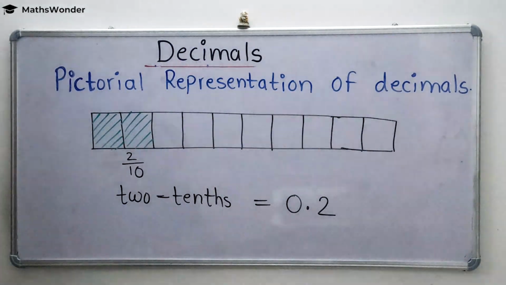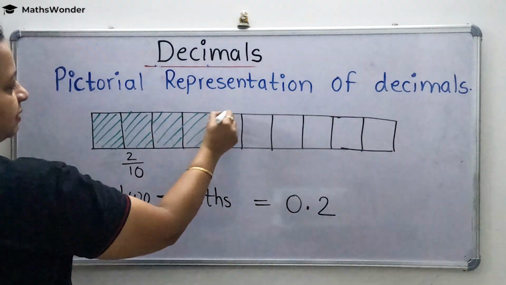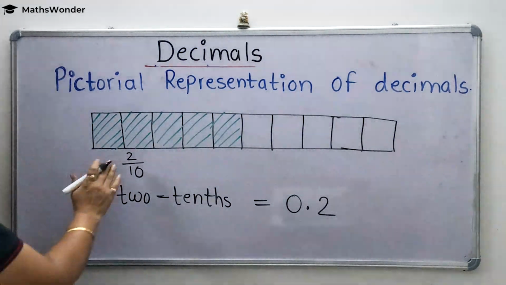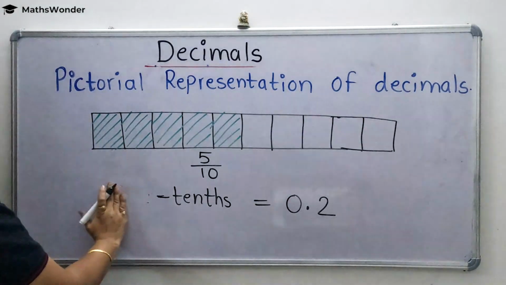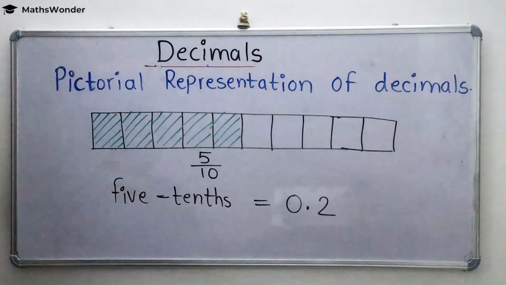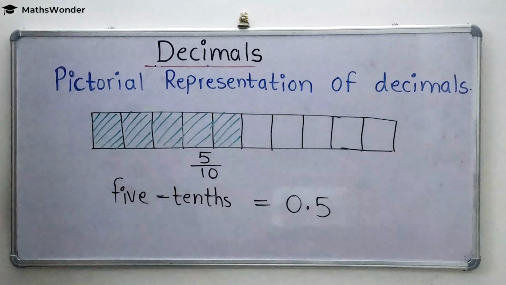In the same way, suppose I shaded 5 parts, 5 squares. The shaded parts are 5. Then how will you write it in the fraction? 5/10. How will you read it? 5/10. And 5/10 you will write in decimal as 0.5, because half the portion is covered by shade, right? So you will convert it into 0.5. So you can represent decimals this way.